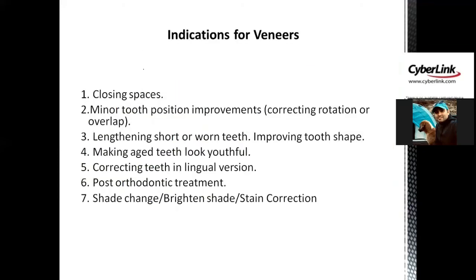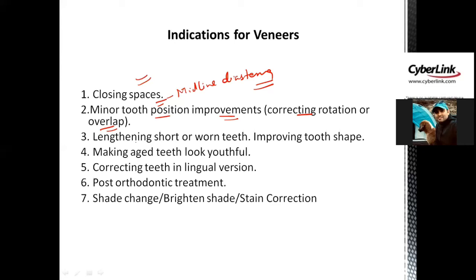So there are various indications of veneers. Where we need to close a space, that means a midline diastema. Minor tooth position improvements, correcting rotation or overlap. Sometimes there may be overlapping of the tooth, or sometimes there may be minor crowding. Then we can correct it with veneers. Lengthening short or worn teeth, improving tooth shape.